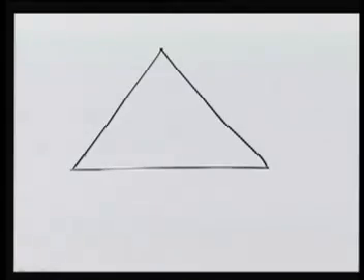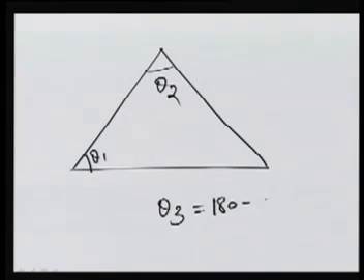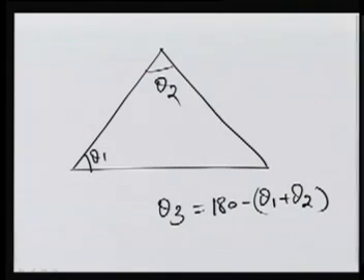In this triangle is theta 1, theta 2, and now the triangle is defined. I can find this value of theta 3 as 180 minus (theta 1 plus theta 2). So this gives a unique solution. There is no redundancy here.